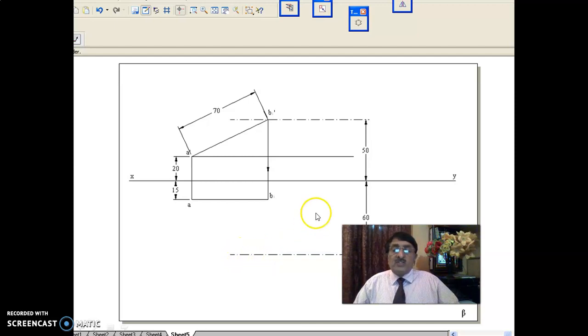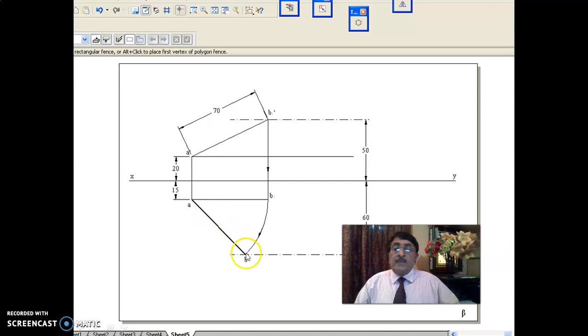Now since locus is there, you directly go on drawing an arc till it cuts the locus. See here, with A as center, AB1 as radius, go on drawing an arc till it cuts the locus, that is AB. Top view of the line is obtained. Once top view is obtained, take a projector from here, get the front view also. A dash, B dash also you get it.